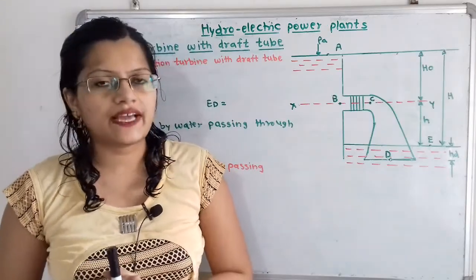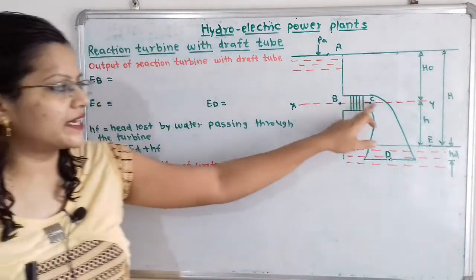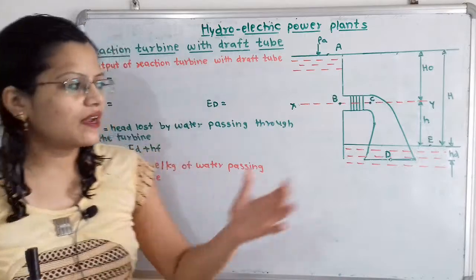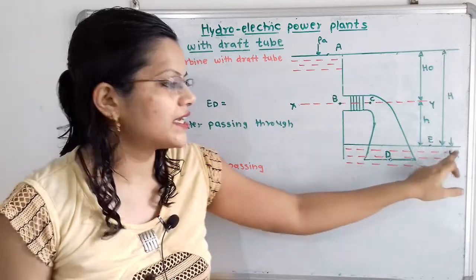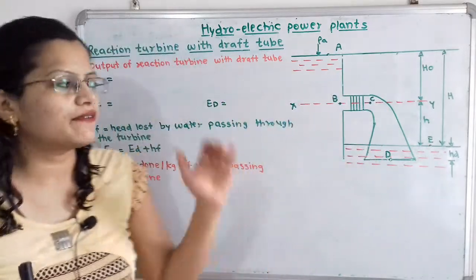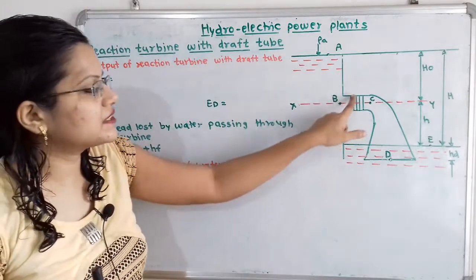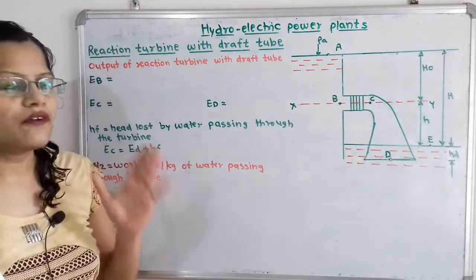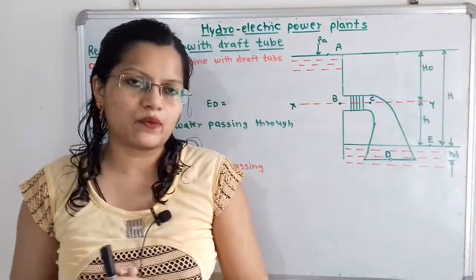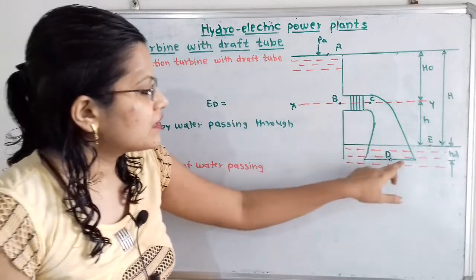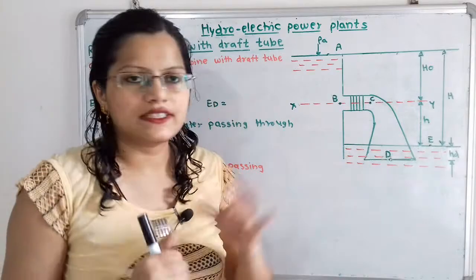Now we will move to the second part, that is the output of the reaction turbine when the turbine is connected to the draft tube. Now we will understand this diagram. So here is the head race level and this is the tail race level, and in between this head race level and tail race level is the location of the turbine, which is attached to the draft tube. Now if we observe, this draft tube is not open to the atmosphere. The end point or outlet of the draft tube is below the tail race level.